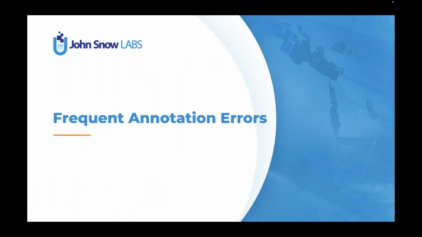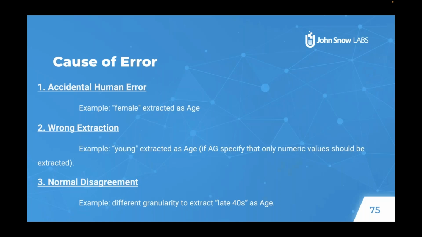Let's see some frequent annotation errors. For example, there is the human accidental error where, for example, gender is extracted as age. This is usually due to the hotkeys that annotators have. There are wrong extractions because if you annotate for 3, 4, 5, 6 hours straight in a day and just look at medical documents, you might select a label which is not correct. And there is the normal disagreement, and this will be checked with analytics, and I will show you how we do that.